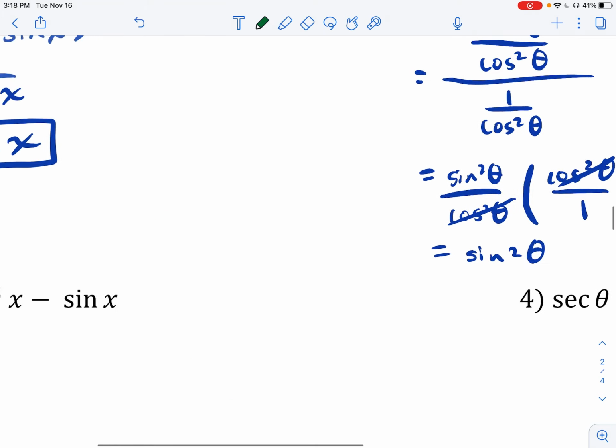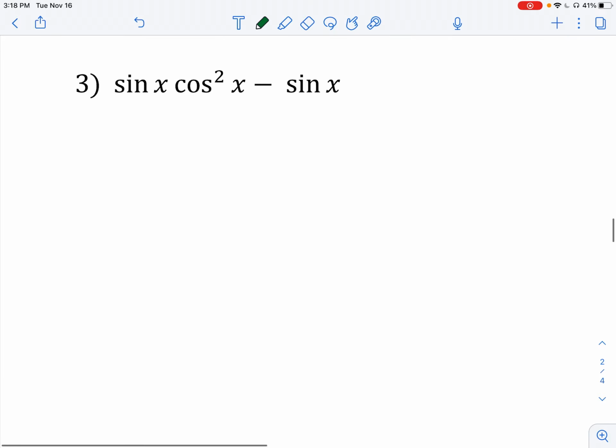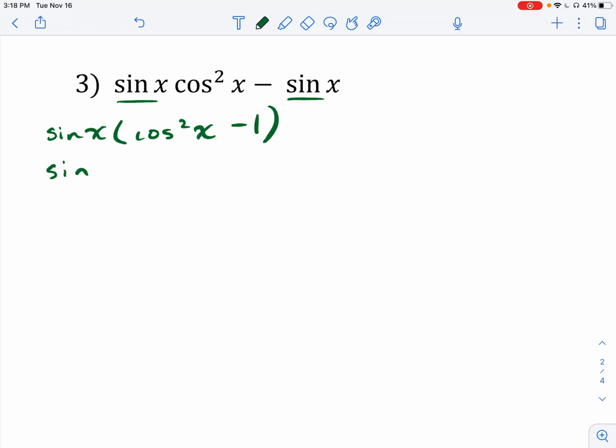Okay? All right, let's try another one. Let's try something like this here. So for something like this, I notice that I have a sine x in both of my terms. So I can actually factor that out, and I'm left with cosine squared x minus 1. And this is equal to negative sine squared x, which would make this negative sine cubed x. I'm just writing the equal signs to show that these are all equivalent to one another.